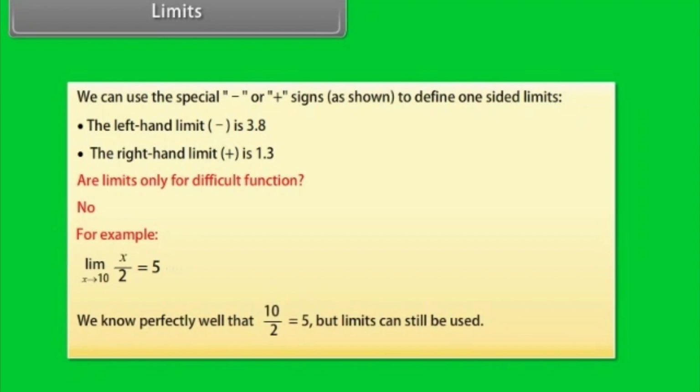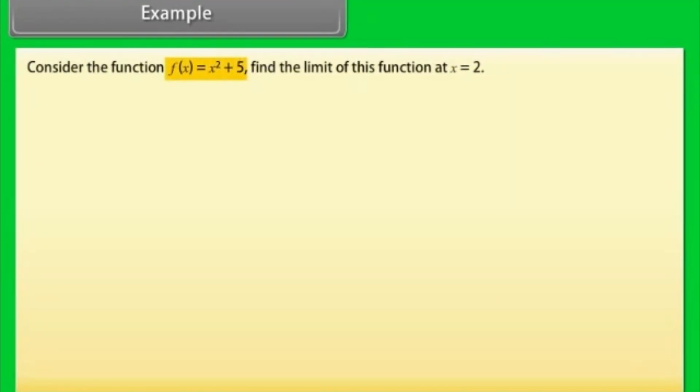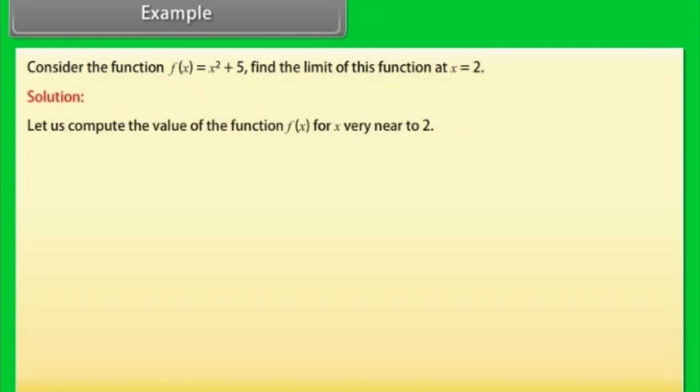We know perfectly well that 10 by 2 is equal to 5, but limits can still be used. Example: consider the function f(x) is equal to x square plus 5. Find the limit of this function at x is equal to 2. Solution: let us compute the value of function f(x) for x very near to 2.